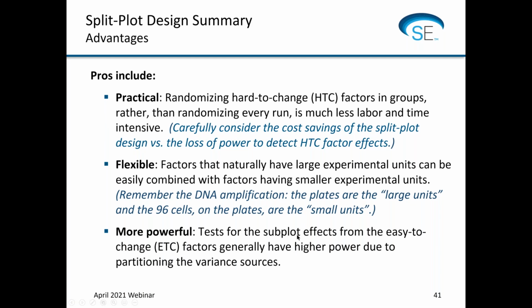Sometimes you make things hard to change, not because they're hard to change, but because they have a lot of variance, and you really want to set their error aside so you can get better estimates of the things you're calling easy to change factors.